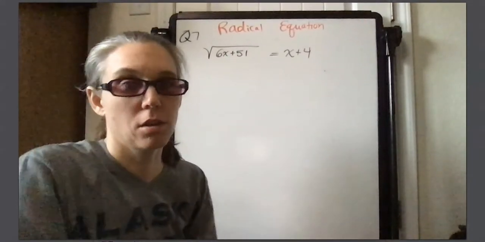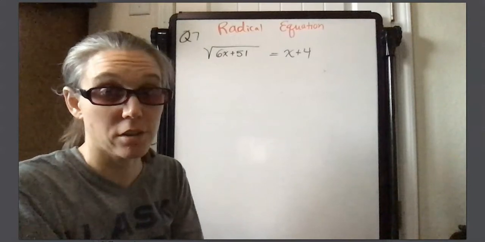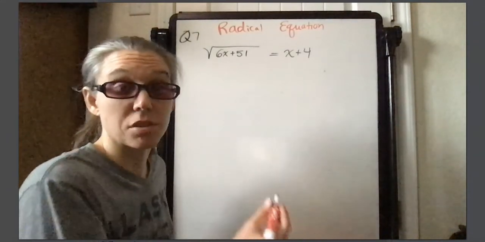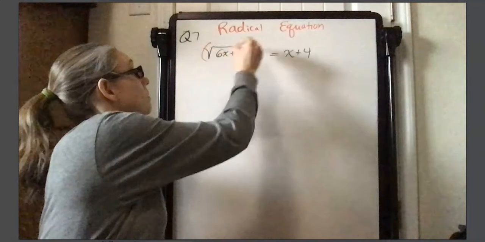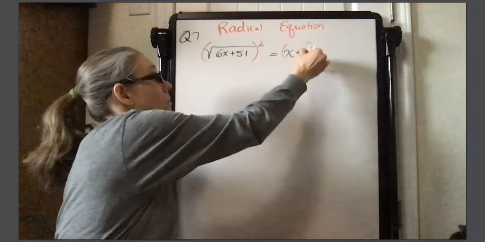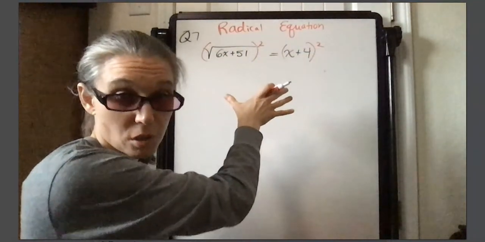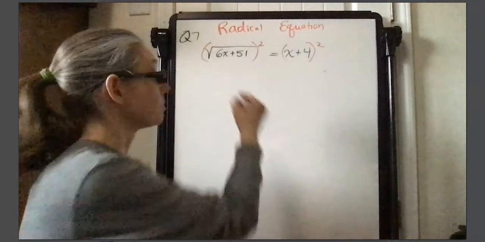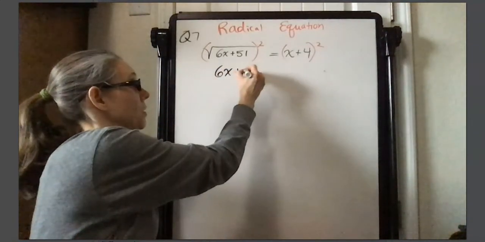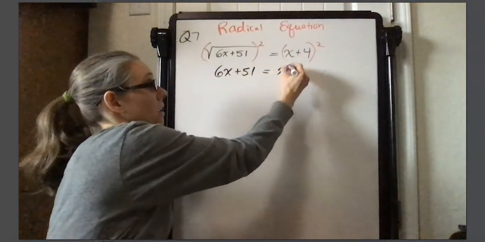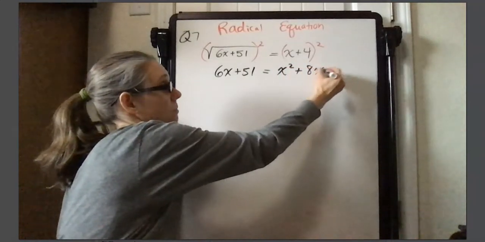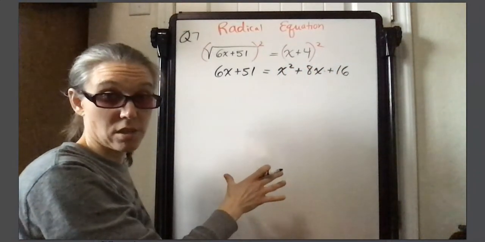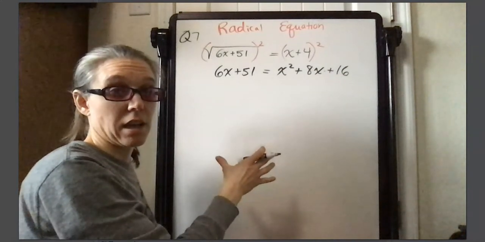Okay, so here we go with question number 7. This is a radical equation. The square root is already by itself, so next we just square both sides. Here's the work that you would show for squaring both sides. And now on the left-hand side, you have 6x plus 51, and on the right-hand side, x squared plus 8x plus 16. Now we have a quadratic equation, so we need to get everything on one side.